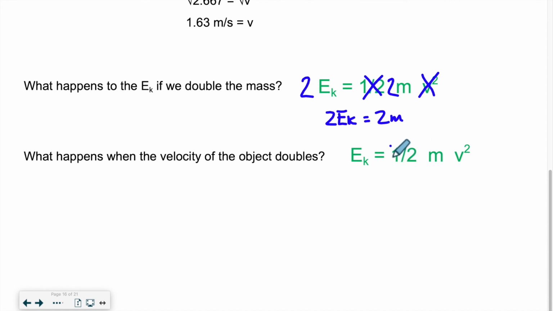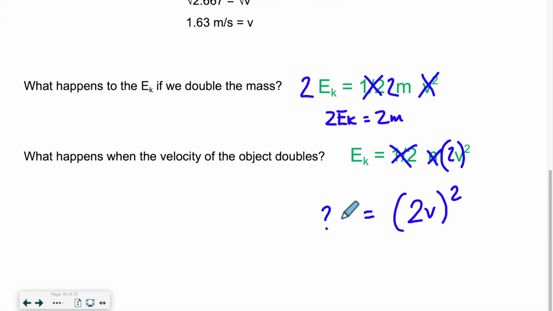Next, what would happen if I double the velocity? So what happens to the energy? So this we're not taking into consideration. This we're not taking into consideration. But we will double the velocity. Now, don't forget the velocity is squared. So basically what we have is this is equal to how many times the original energy? Well, 2 to the power of 2 is 4. So that means my energy will change by a factor of 4. It'll be quadrupled. Okay? Because we're doubling the velocity, but the velocity is squared.